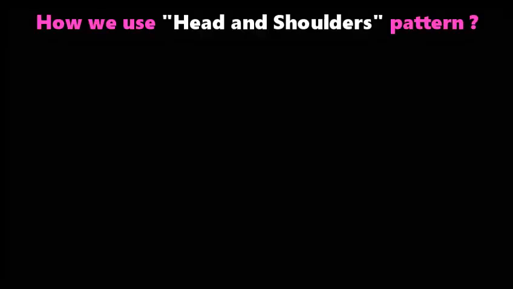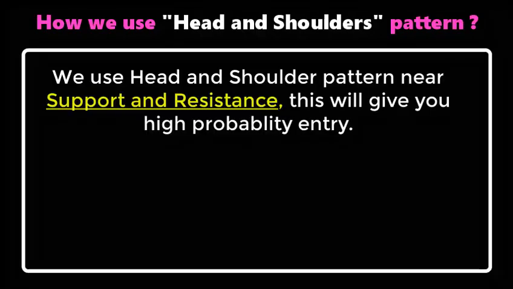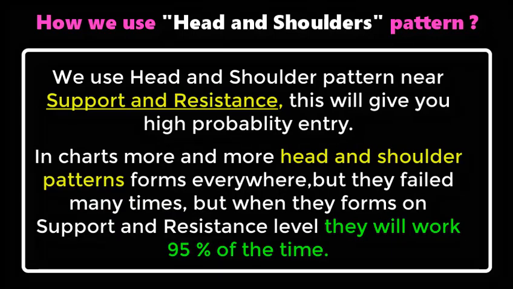So how do we use the head and shoulder pattern? We use the head and shoulder pattern near support and resistance. This will give you a high probability entry. In charts, more and more head and shoulder patterns form everywhere, but they fail many times. But when they form near support and resistance levels, they will work 95% of the time.